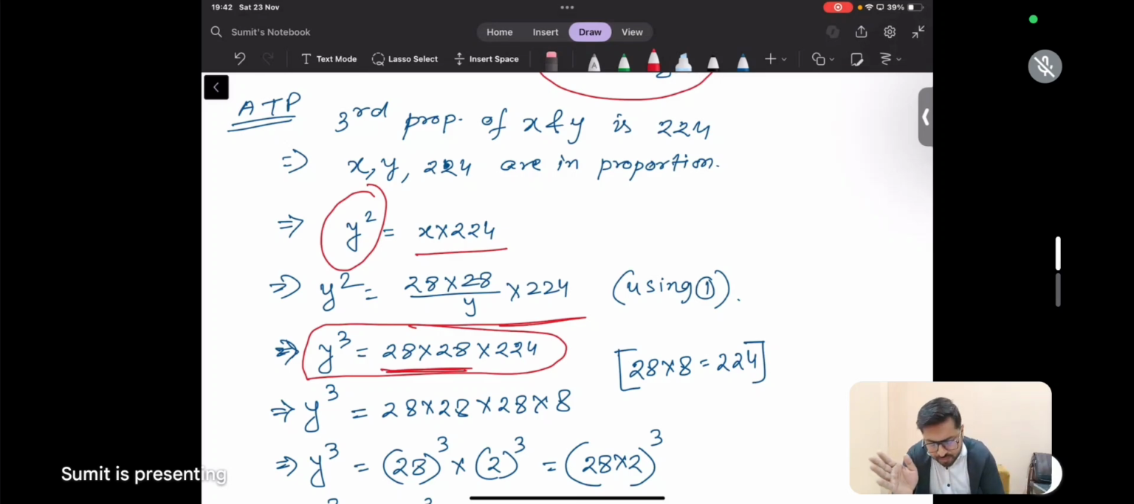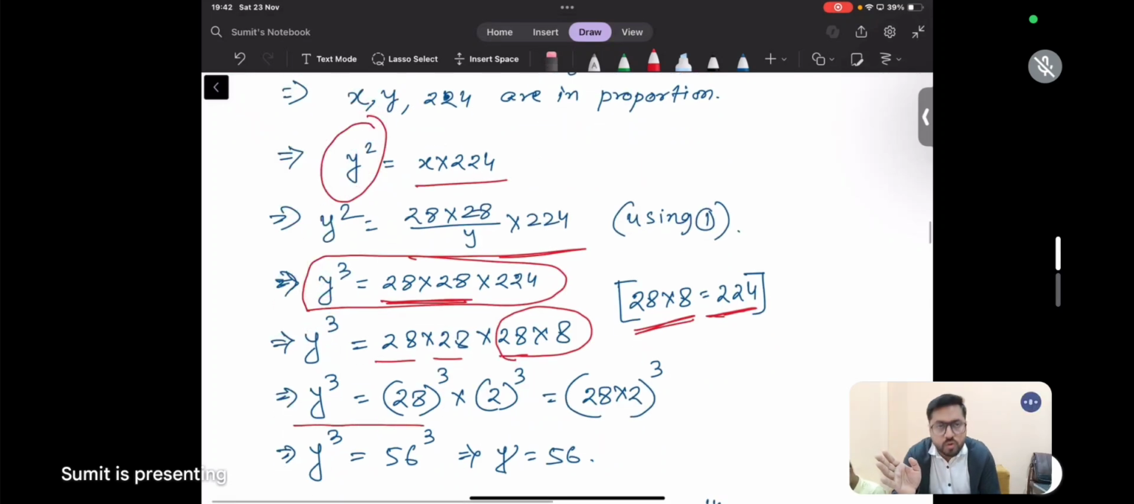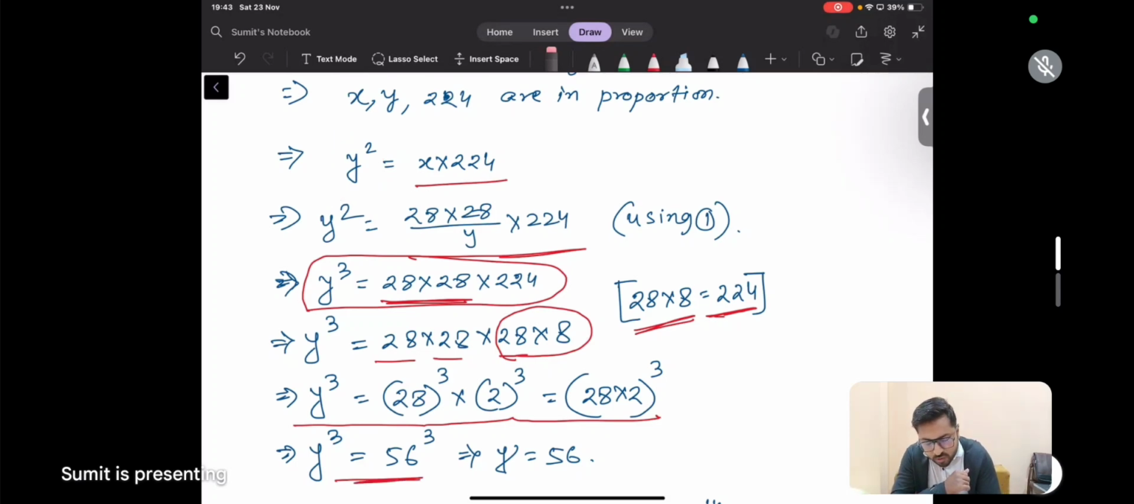তো 28 into 28 into 28 into 8 কোথা থেকে আসলো, এই 224 মানে হচ্ছে কি 28 into 8, ওকে, দ্যাট মিনস y cube equal to 28 whole cube into 2 cube, correct? So that means 28 into 2 whole cube, so y cube equal to 56 whole cube, that means y equal to 56. This is the correct process to solve it.